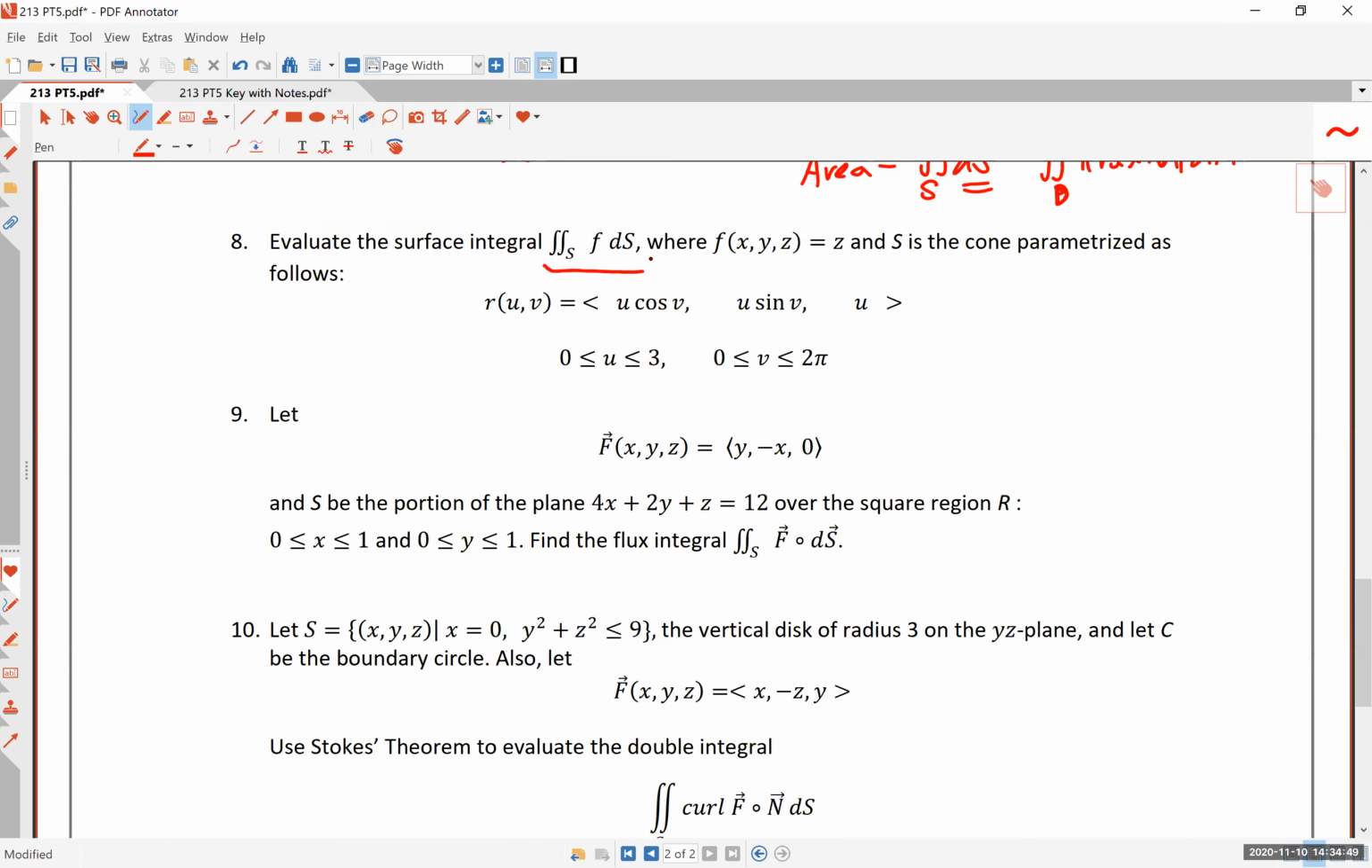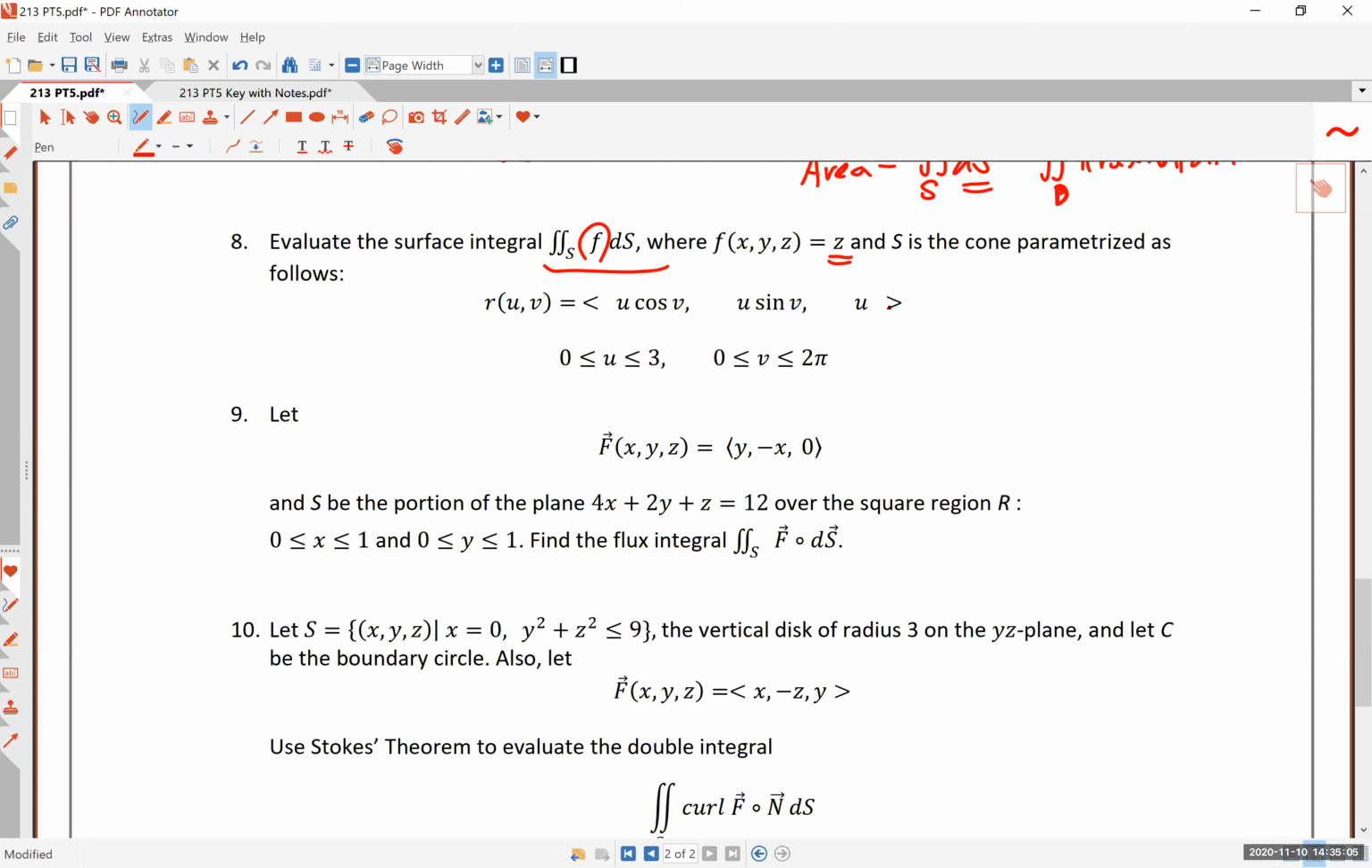All right, number 8 says you are to evaluate the surface integral of f dS. So f is clearly a real valued function. That's what this is. It's z. And then S is parameterized this way.